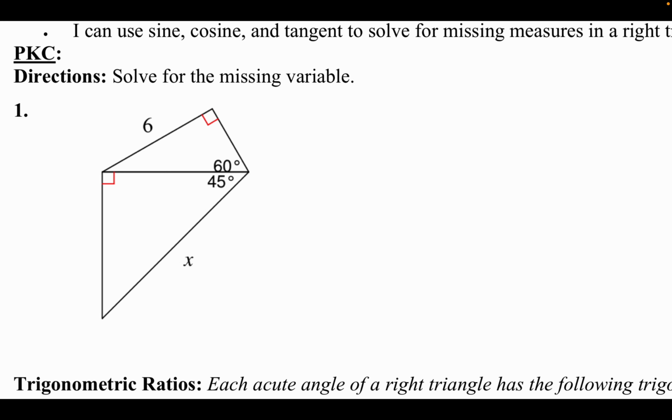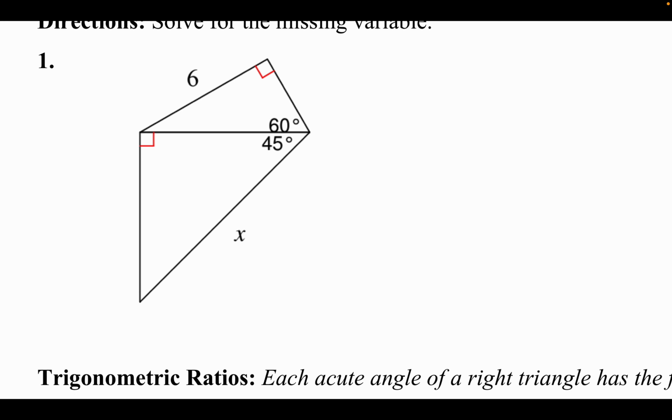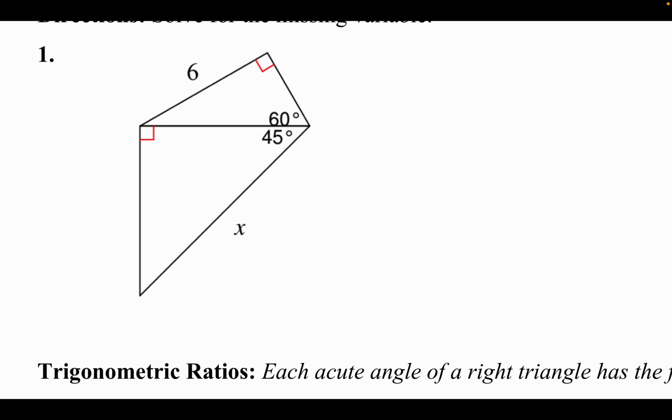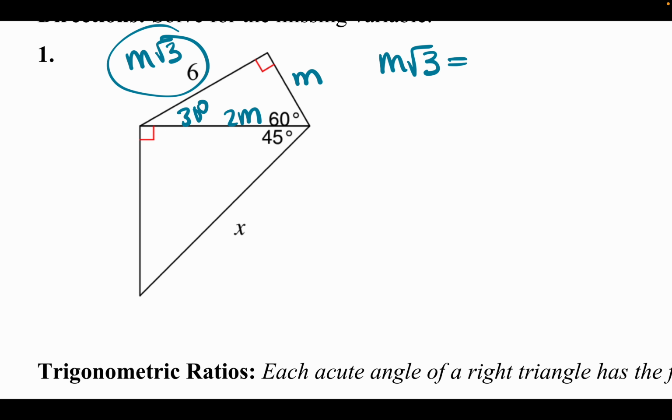So let's do just a quick prior knowledge check. So in number 1, we want to solve for x. This involves first solving that top triangle to find the missing side. So in this top triangle, here's our 30 degrees. So that makes this side m. Across from 6 is your m square root 3. Across from your right angle is 2m. So here we know m square root 3 is equal to 6. So then solve for m.